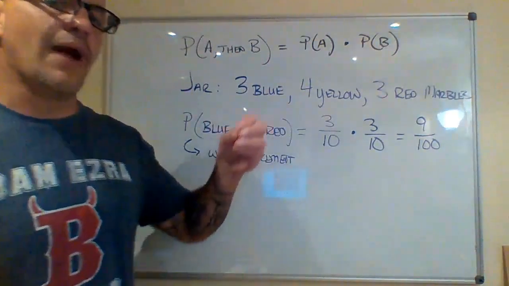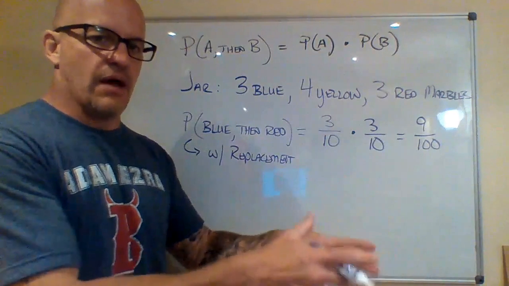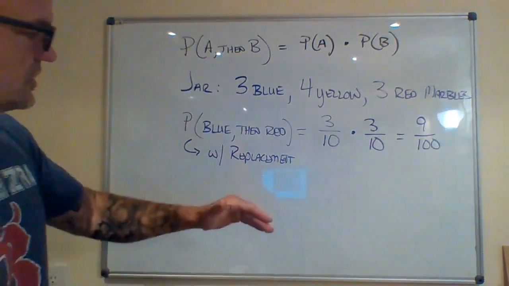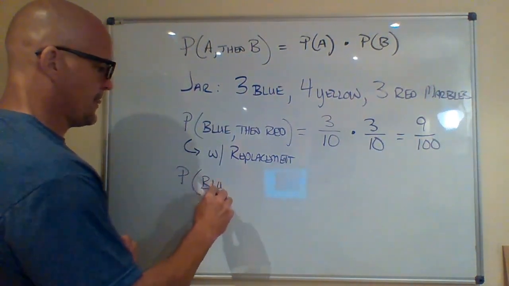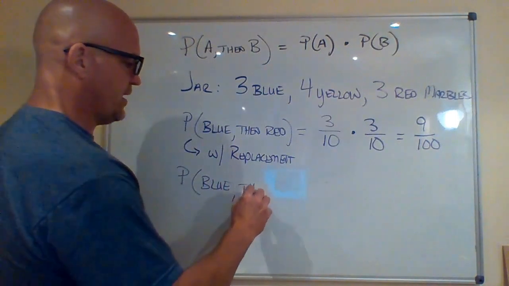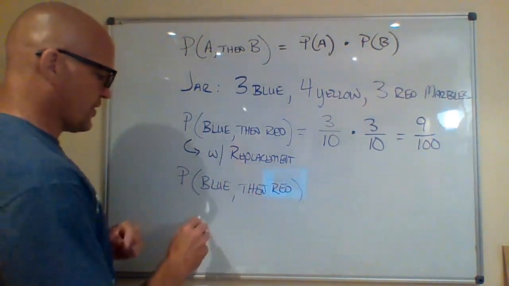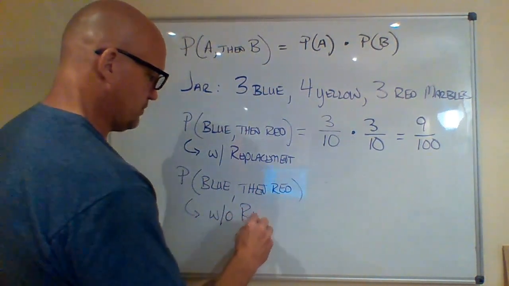So notice as you add steps to your probability, the chances of it occurring goes down and down and down, usually. So let's do the same thing, only this time blue, then red. Only this time, let's not replace it. So this will be without replacement.